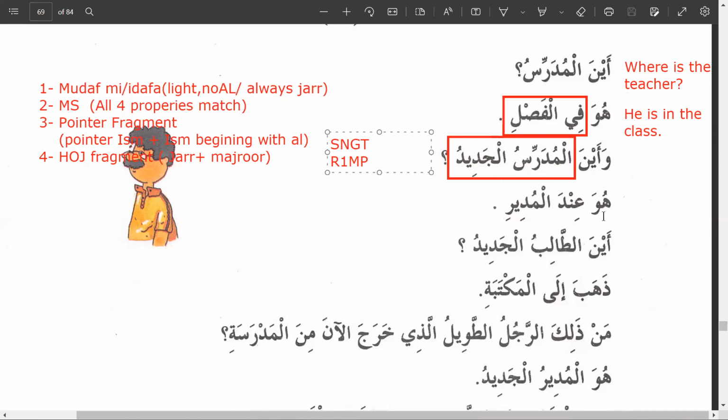Do you see a fragment here? Indal mudiri. Excellent. Which fragment?